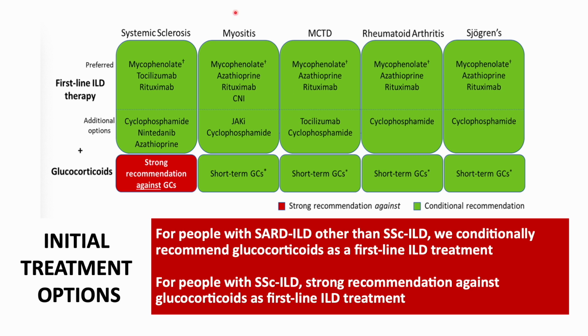Now here the panel group clearly mentions that cyclophosphamide has been shown to stabilize FVC, to also improve the outcomes. However, because of its higher side effect profile and mycophenolate being a less adverse effect drug, they have kept mycophenolate as the preferred compound, and cyclophosphamide, even though its outcomes are similar, has been kept in the additional options.